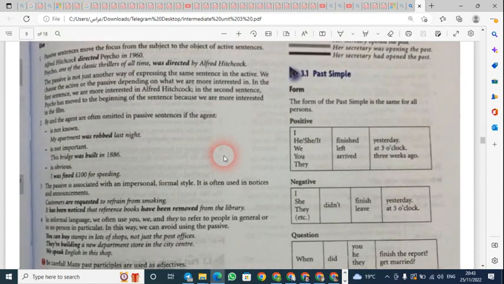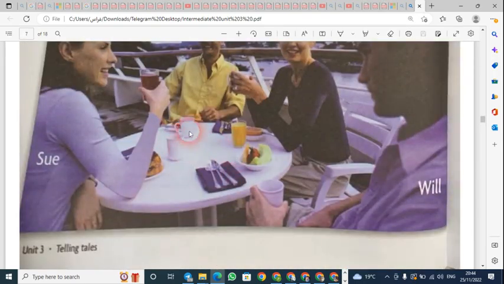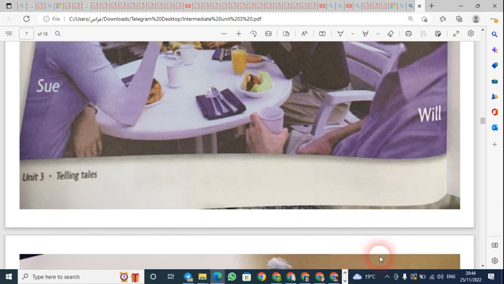That's it. So we will complete unit 3 hopefully on Sunday and move to another unit in the following lecture.